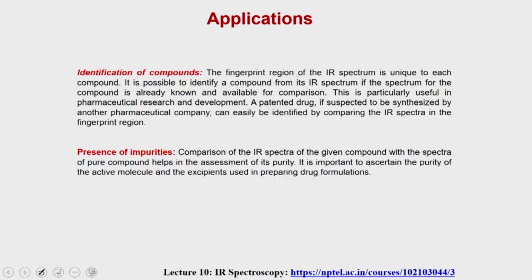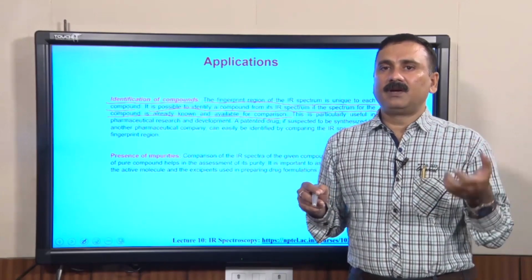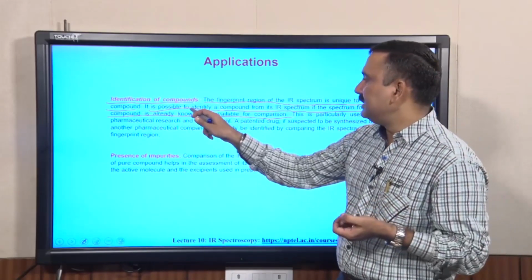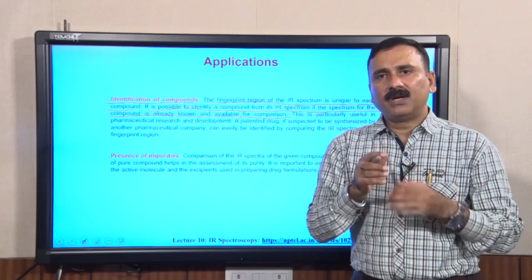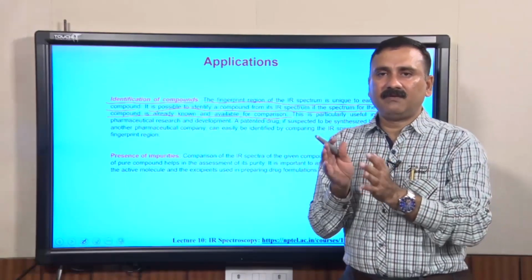Then you have the second application, that is the identification of compounds. The fingerprint region of IR spectroscopy is unique to each compound. It is possible to identify a compound from IR spectra if the spectra of the compound is already known and available for comparison. So, you cannot identify a compound by de novo IR spectroscopy, because it is very difficult to define the peaks present in the fingerprint region, since you are going to have multiple peaks.